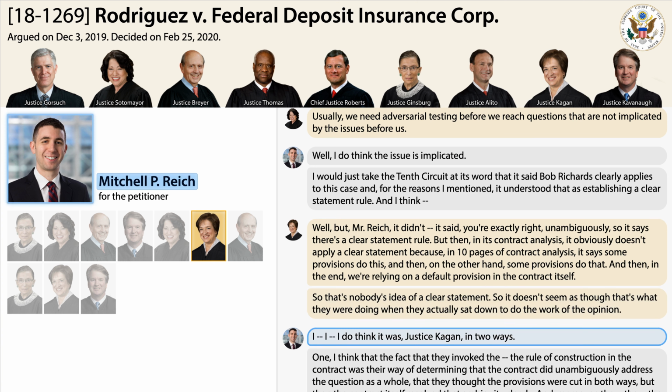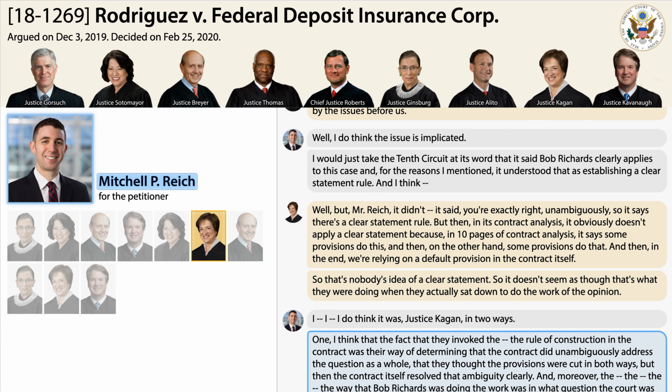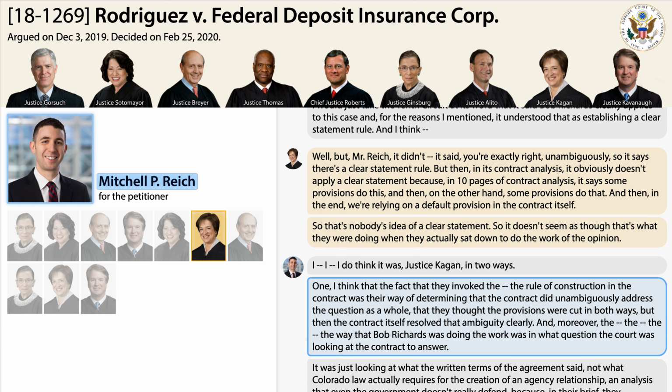I do think it was, Justice Kagan, in two ways. One, I think that the fact that they invoked the rule of construction in the contract was their way of determining that the contract did unambiguously address the question as a whole, that they thought the provisions were cut in both ways, but then the contract itself resolved that ambiguity clearly.